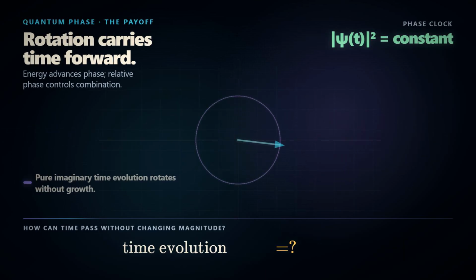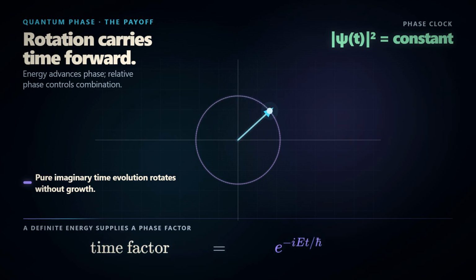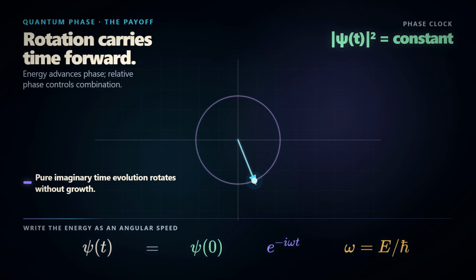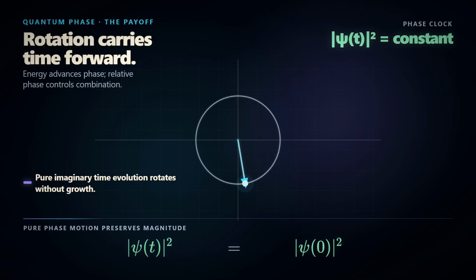Quantum mechanics uses a particularly important setting of this machine. For a component with definite energy E, its time factor is e to the negative i E t over h bar. Equivalently, psi of t equals psi of 0 times e to the negative i omega t, where omega equals E over h bar. The exponent is purely imaginary, so alpha is 0. The amplitude rotates without changing size, and its squared magnitude stays fixed. This is phase evolution, not probability growing with time.